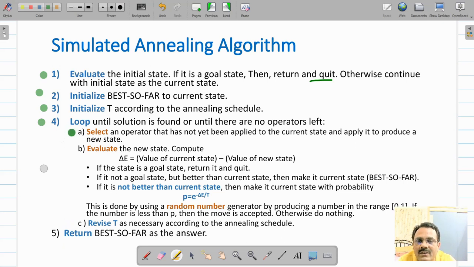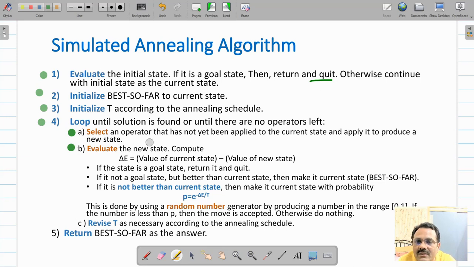First step, select an operator that has not been applied so far on your current state. Apply it, so that will produce a new state, because it's also a heuristic search algorithm. So from the current state, by using your operator, you are going to generate a new state, and that new state will have some value estimate associated with it. We call that the heuristic. The move generator will do that, very similar to your hill climbing search algorithm.